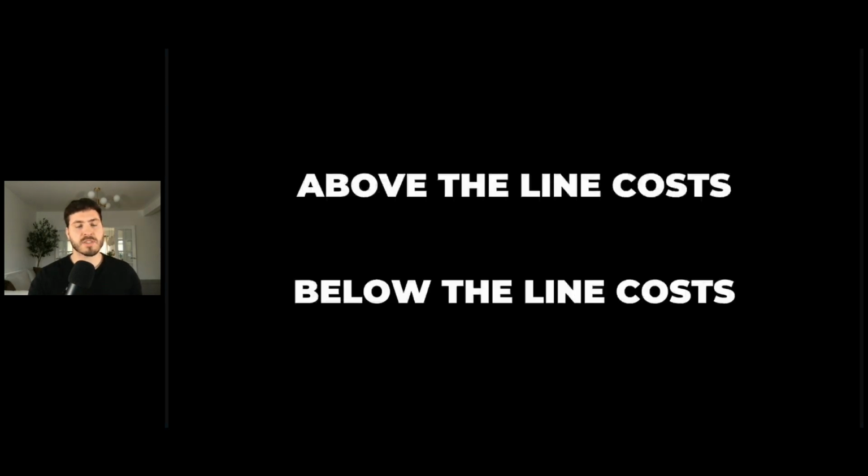And then you're going to need to take a look at the above the line costs and the below the line costs. With the above the line cost, this will be your key cast, director, producer. These tend to be the costs that fluctuate the most from one production to another.